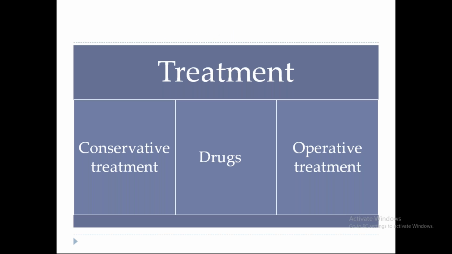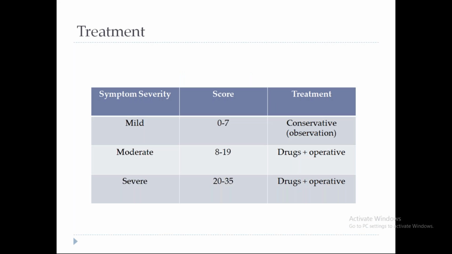So what are the treatments? Conservative management and surgical management. Depending upon the IPSS score we have previously seen, treatment can be divided. Mild, that is 0 to 7, you can go for conservation or observation. Moderate, 8 to 19, drugs, and if it is not relieved, then you'll go for surgery. In severe cases, you have to go for surgery. First, you can try the drugs and then you can go for surgery.